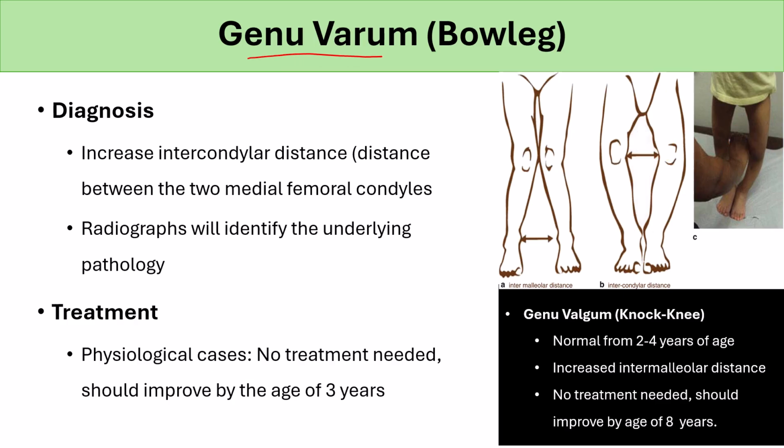The opposite of genu varum is genu valgum, which is knock knee. The two knees are touching each other, as you see in this figure, and you will see increased intermalleolar distance. This is normal between 2 and 4 years of age. No treatment is needed, and this should improve by 8 years of age.